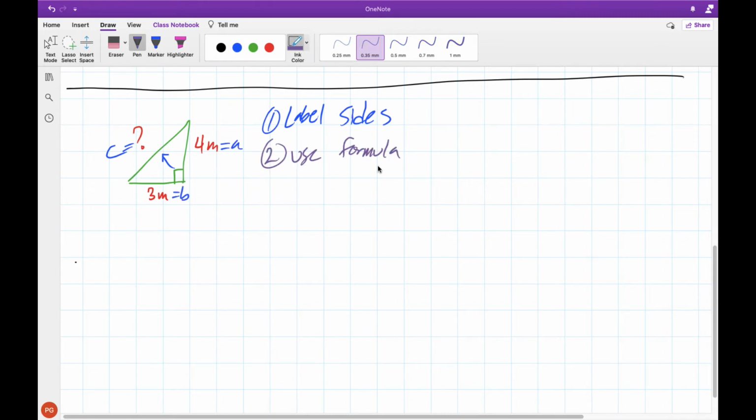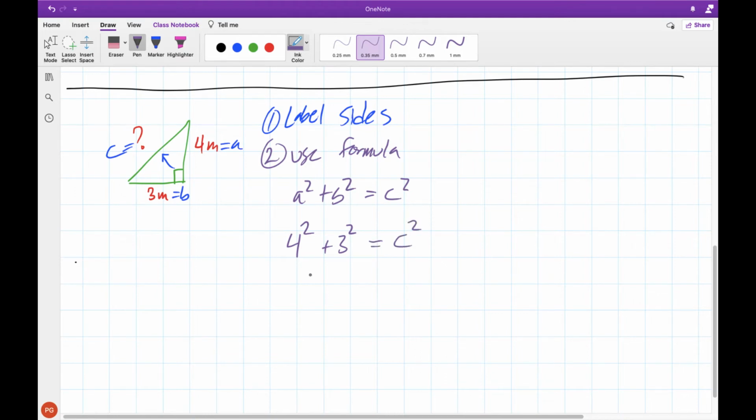Our second step is to use the formula. So in this case, we have a squared plus b squared equals c squared. And what we're going to do is put in all of the numbers that we know. A squared, right? We know a is equal to 4, so a squared would be 4 squared. B squared is 3, and we're going to square it. And then c squared, we don't know.